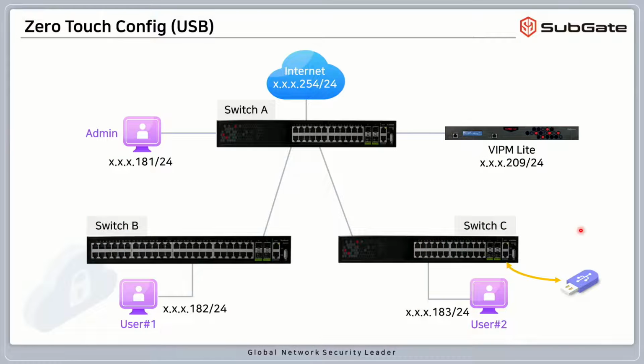This is the third demo we prepared. The name is zero touch configuration with USB. As you see in the picture, we have three devices: switch A, switch B, and switch C. Switch A and switch B are active right now, and switch C is brand new, not connected to switch A right now.